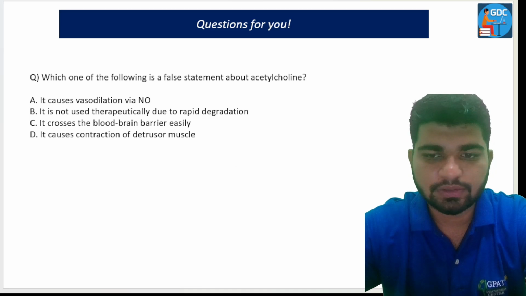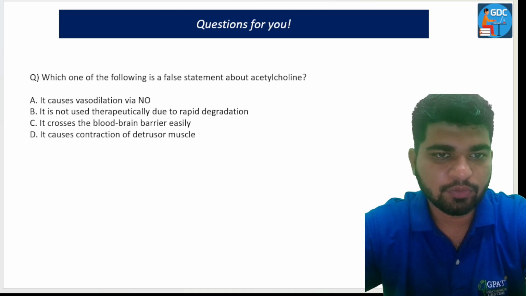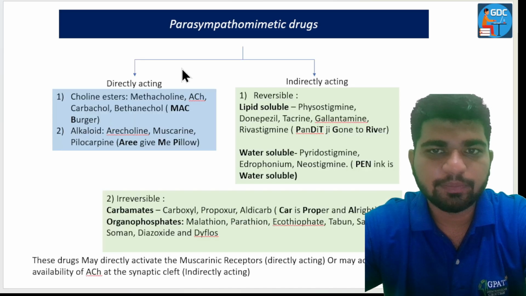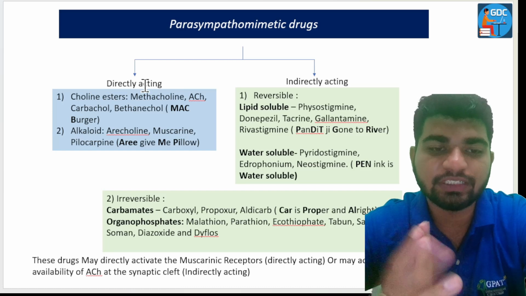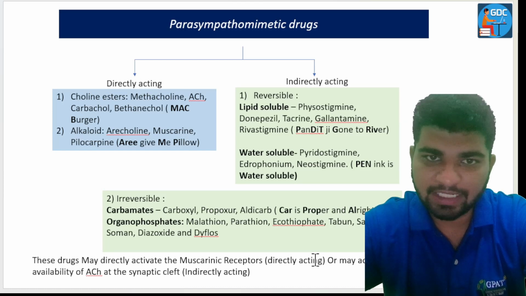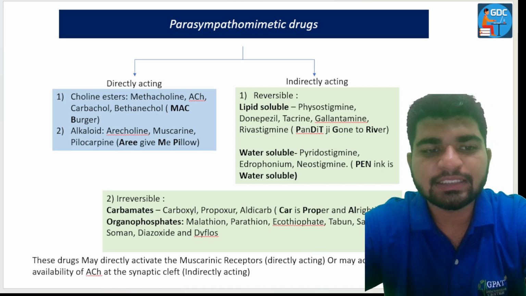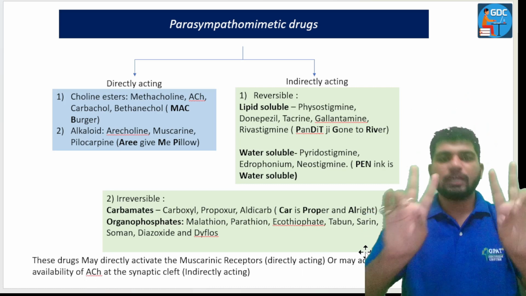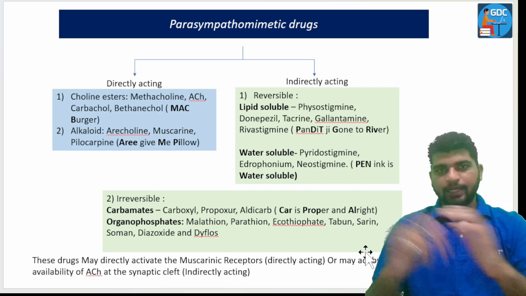Now let's move towards today's topic. What are parasympathomimetic drugs? These drugs may directly activate the muscarinic receptors, directly acting, or may act by increasing the availability of acetylcholine at the synaptic cleft. So there are two types of drugs: directly acting or indirectly acting.